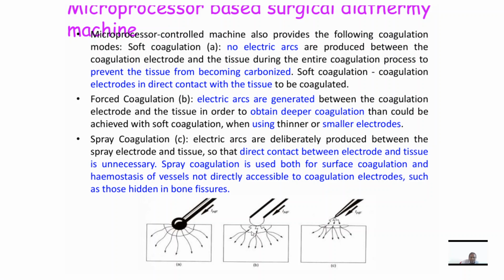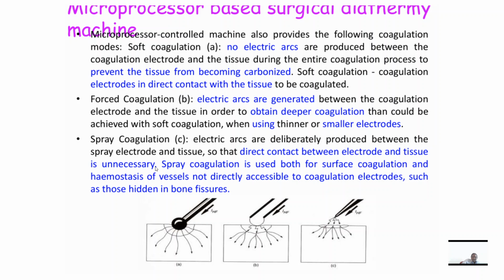Diagram B shows the forced coagulation. Then we can go for the third one, spray coagulation. Figure C in this diagram shows the spray coagulation. Electric arcs are deliberately produced between the spray electrode and the tissue. There is a sufficient gap between the electrode and the tissue, so that electric arcs are deliberately produced and direct contact between the electrode and the tissue is unnecessary.